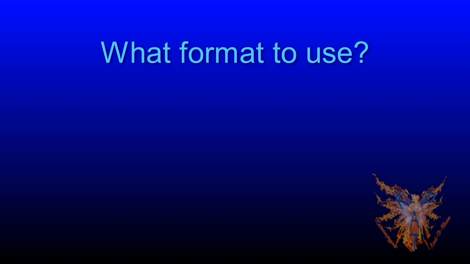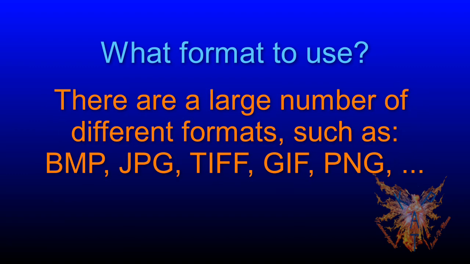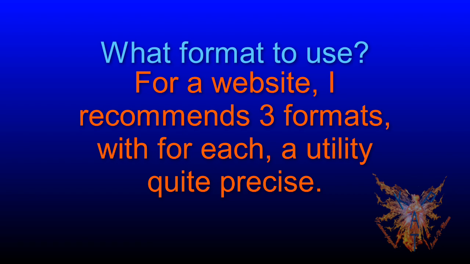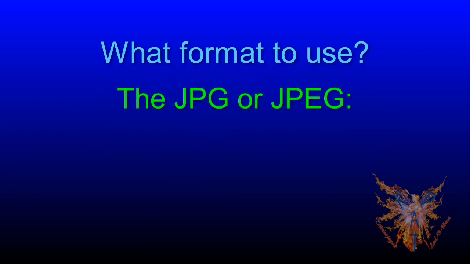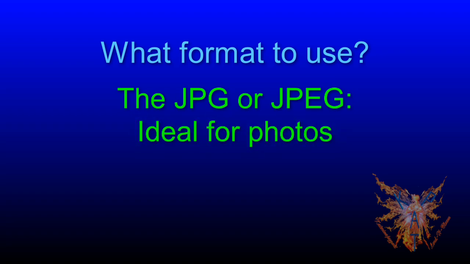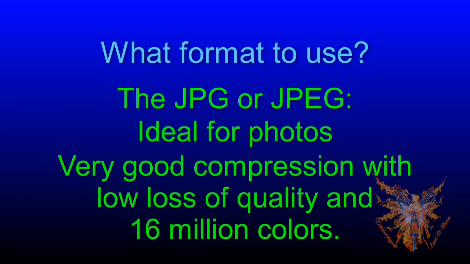As you know, there are many formats, such as JPG, BMP, TIFF, GIF, PNG, and so on. For a website, I will recommend that you use only 3 formats, with for each of them, a very precise utility. First, the JPG format, or JPEG. This format is ideal for everything related to photography, because it compresses your image very well, with very little loss of quality, which is generally imperceptible on a photo. Moreover, it allows you to have more than 16 million colors. This is the most common and standard format.